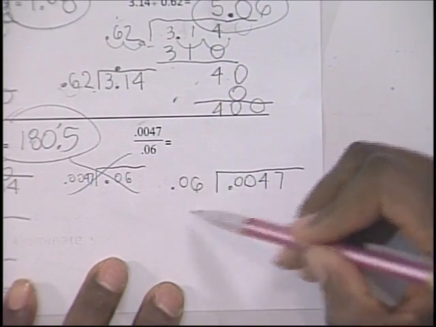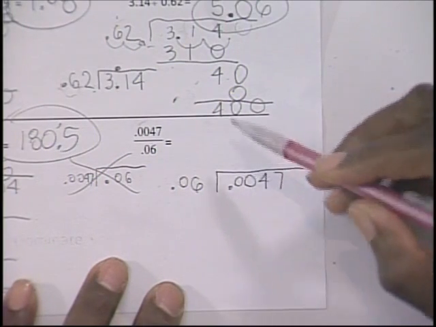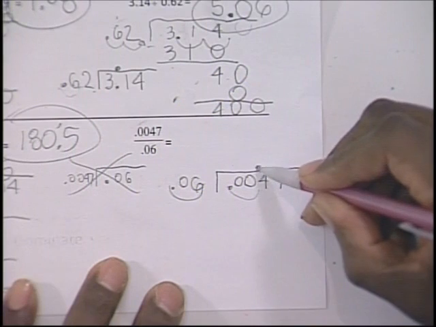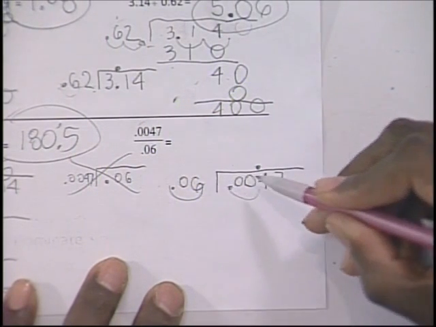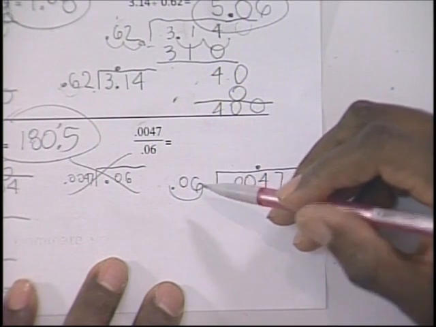Again, we're doing the same thing over and over again. This is not a whole number. If it were a whole number, I'd bring the decimal point straight up. So move the decimal over 2. Now you bring the decimal straight up. How many times does 6 go into 0? It doesn't. I'm rushing because I only have 45 seconds left.